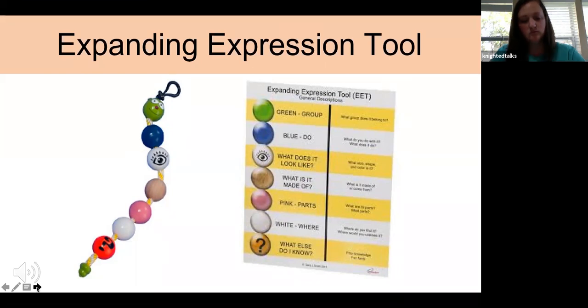So for example, I might say, I like fruit, or I like a tomato. Okay. What does it look like? What is it made of? What are the parts of a tomato? Where can I find a tomato? So you can really just expand as students take each little bead and move it over or move it up or down based on if they have answered that question.